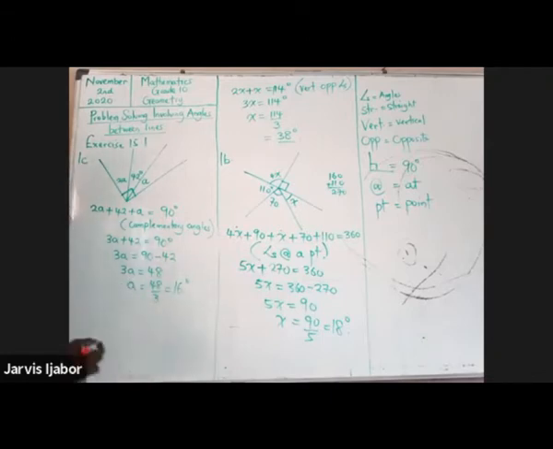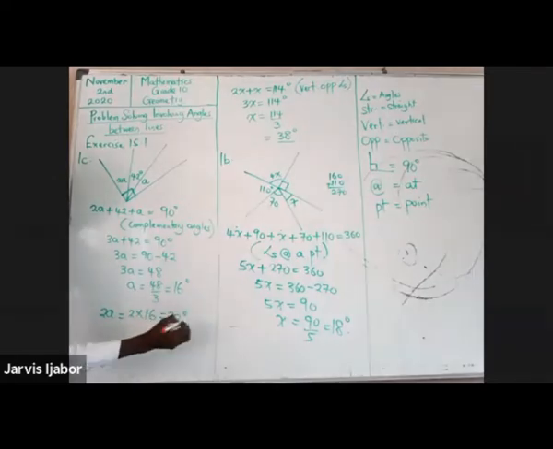So A is 16 degrees. Now, sometimes some examiners will want you to tell them what 2A is. So 2A will be equal to 2 times 16. That's 32 degrees. So this is 16 degrees, and this will be 32 degrees. So those are the angles we were asked to look for.